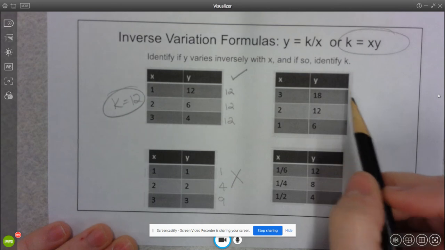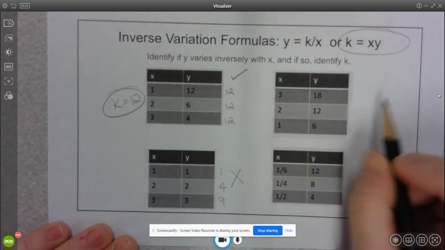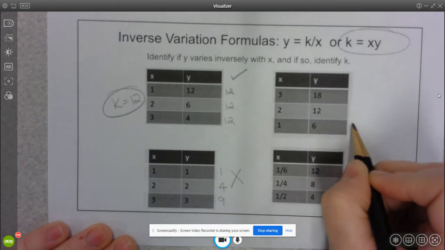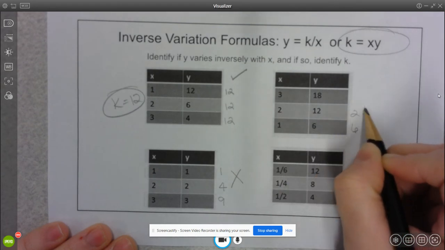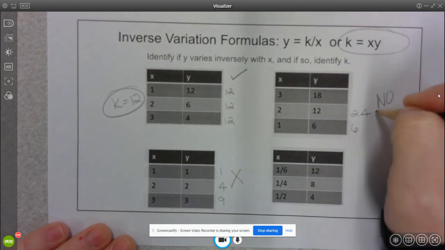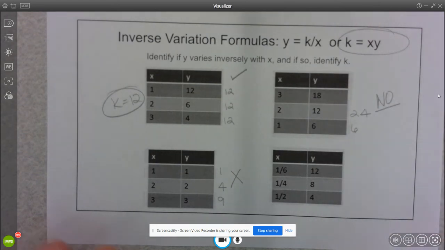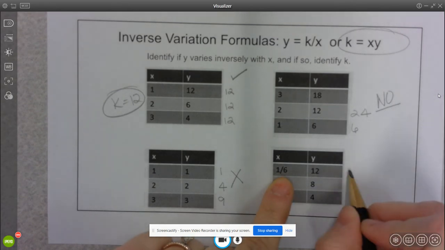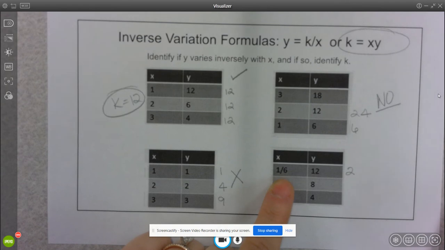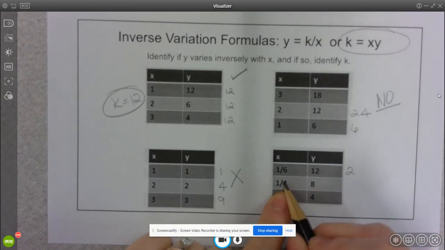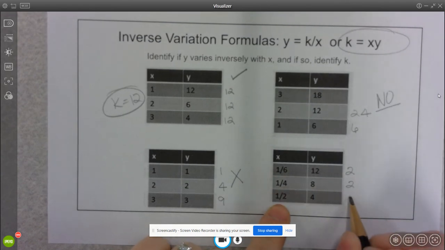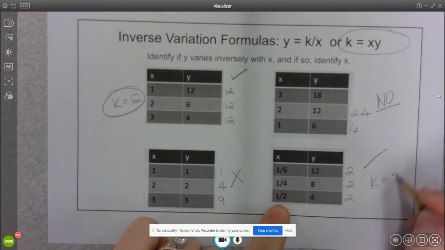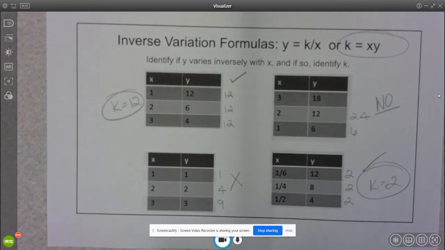All right, this one, I'm going to work from the bottom up. 1 times 6 is 6, 2 times 12 is 24, so right off the bat, that's no good. Now here, 12 times 1/6, or 12 divided by 6, is 2. 8 times 1/4 is 2, and 4 times 1/2 is 2. So yes, that is inverse, and my k value is 2.